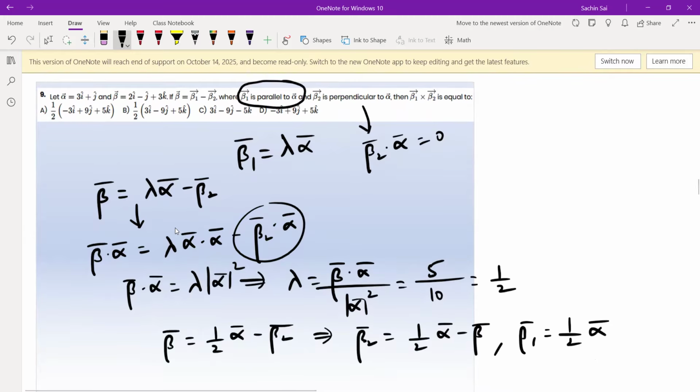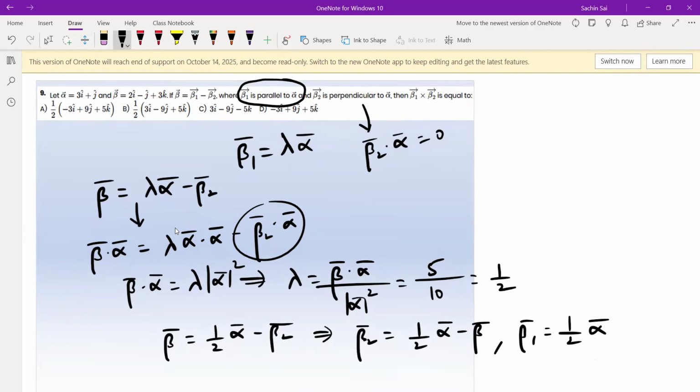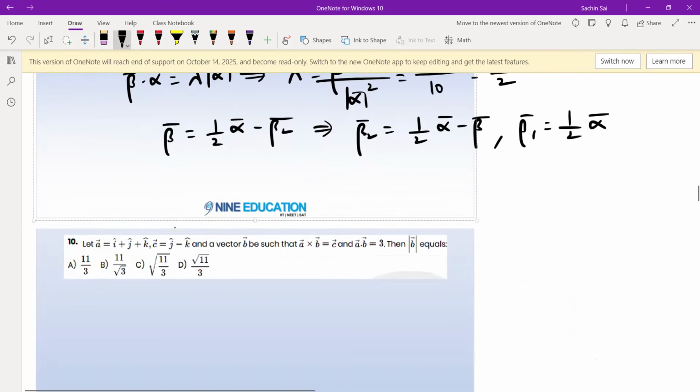So I hope that was clear. We had two important pieces of information here. So one is beta 1 is parallel to alpha bar, and second is beta 2 is perpendicular to alpha, right? So that was question 9.